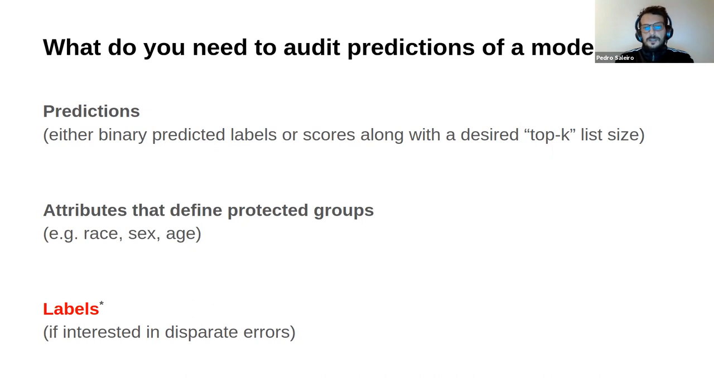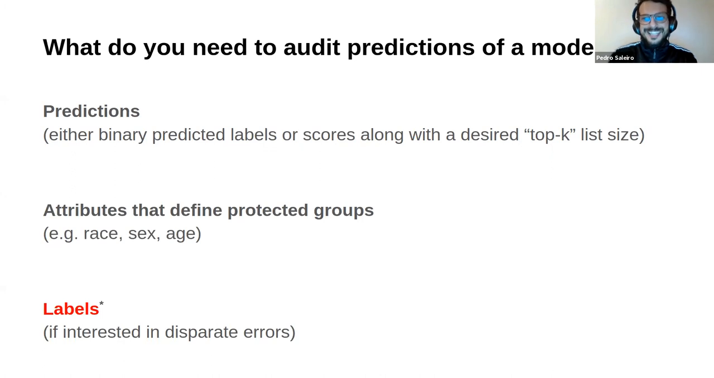We need the attributes that define the groups of interest for your audit. And once again, this is something that should be discussed a priori, with the different stakeholders involved in different projects, understanding what attributes or characteristics of people affected by the system, directly or indirectly, make sense to consider when auditing. Of course, in some situations, these attributes might not be directly accessible. There is a whole body of research on trying to tackle that issue. Although, as Rayid was mentioning in the beginning, it is super important that, even if it's a small sample, you actually collect some of this data explicitly, and the labels.